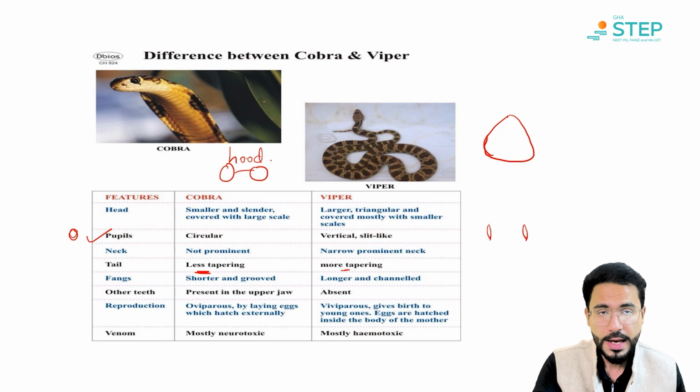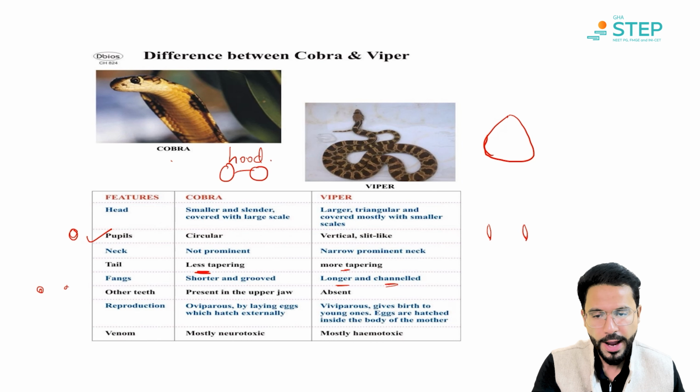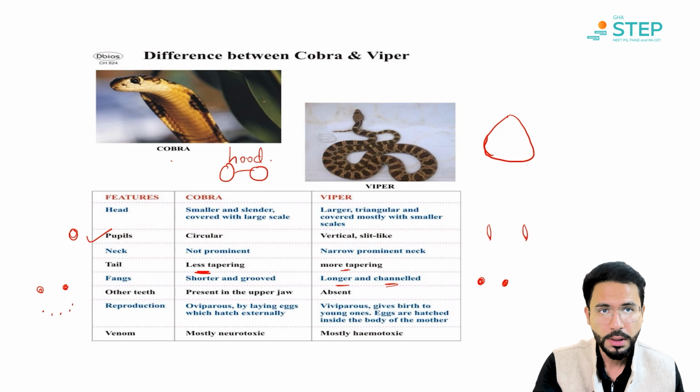Then we talk about the fang marks. The fang marks are shorter and grooved in a cobra bite, whereas in a viper bite, they are longer and channeled. A very, very important difference: a cobra bite will have fang marks but also other teeth marks, whereas a viper bite is only going to have fang marks because it does not have other teeth present in the upper or lower jaw, whereas a cobra has other teeth also present in the upper jaw. And as we talked about, the oviparous snake is cobra and the viviparous snake is viper. Okay.